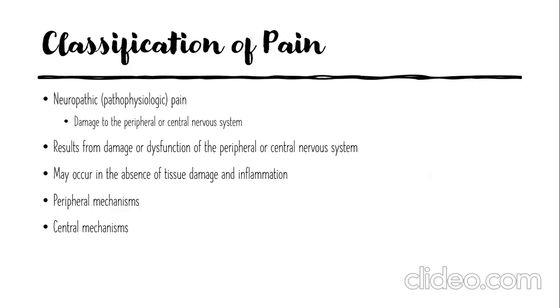So it may occur in the absence of tissue damage and inflammation, because again, it could be just from years of degeneration of these nerves, or old injury, could be anything, but it doesn't necessarily have to be an inflammatory process to have nerve pain. Does anybody know what nerve pain feels like? I forgot to put that in here.